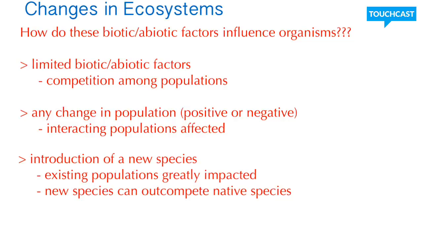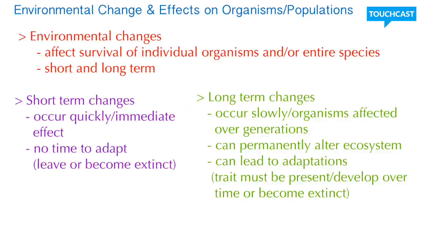And finally, when we introduce a new species into an ecosystem, all of the existing populations are greatly impacted, specifically because new species can outcompete the ones that were already there. So I challenge you to try and come up with specific examples of each of these. I will probably be asking you to share them in class, so make sure you come prepared.